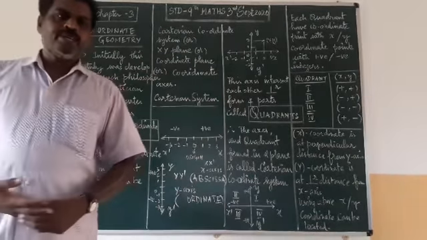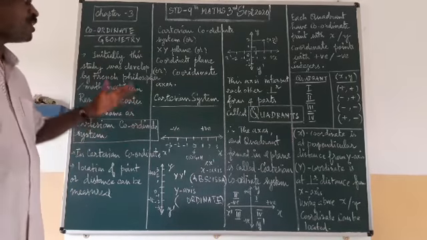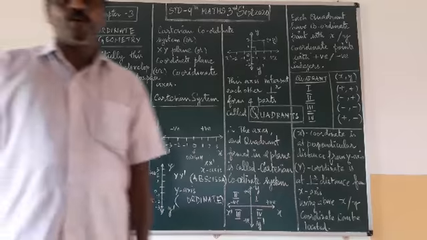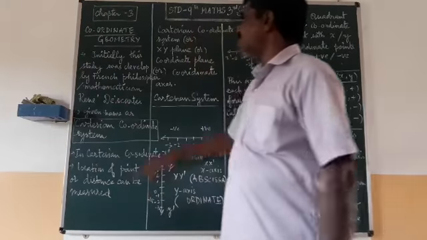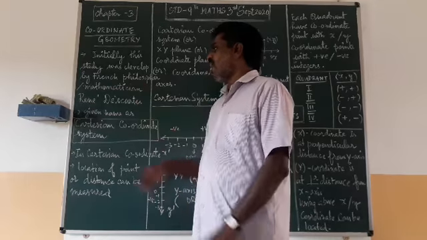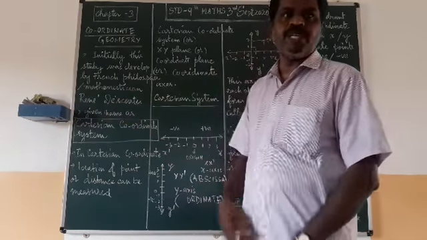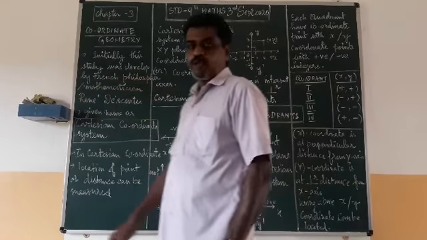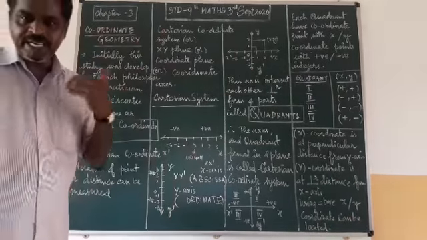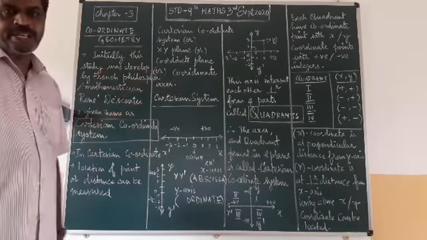What is coordinate geometry? Already you have studied the x and y axis. With reference to the x and y axis we are going to study this geometry, coordinate geometry. Initially this study was developed by a French philosopher and mathematician, René Descartes. He is a French person. He developed this study of coordinate geometry.